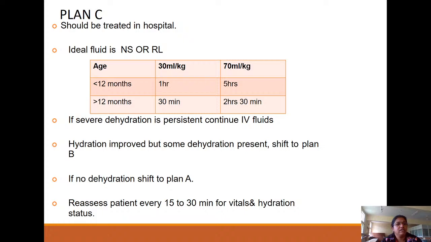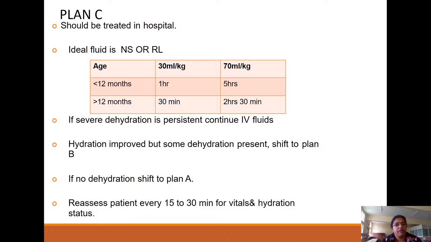Okay. So age: less than 12 months and more than 12 months. 30 ml per kg, then 70 ml per kg. In a child who is less than 12 months, 30 ml per kg within 1 hour. In a child who is older, more than 12 months, 30 ml per kg should be pushed within 30 minutes. And 70 ml per kg in a child less than 12 months over 5 hours, and in a child more than 12 months it is 2.5 hours. So remember, half of that. Smaller the child, you are going to take more time, because you cannot overload the child. So it is 1 hour and 5 hours, and 30 minutes and 2.5 hours.